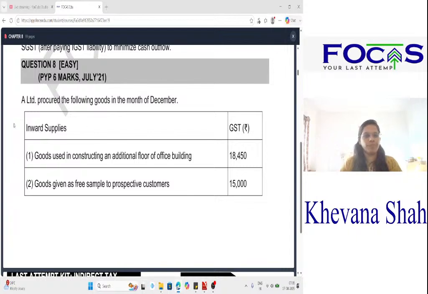So see here what they are saying. Goods used in construction of an additional floor of office building. ITC on goods received by a taxable person for construction of an immobile property on his own account is blocked even if the same is used in the course or furtherance of business. That is the reason, any additional floor which is a part of your immobile property construction on its own account, and the cost will be capitalized. So in that case your ITC is blocked. So for this first one we will not have any ITC.